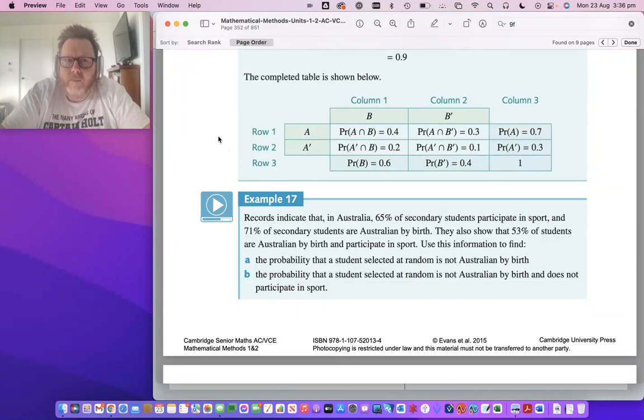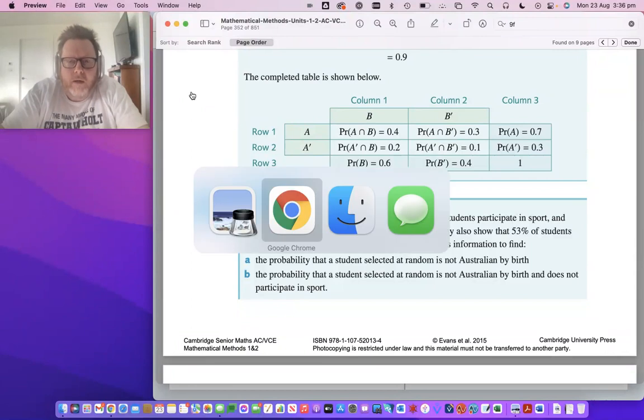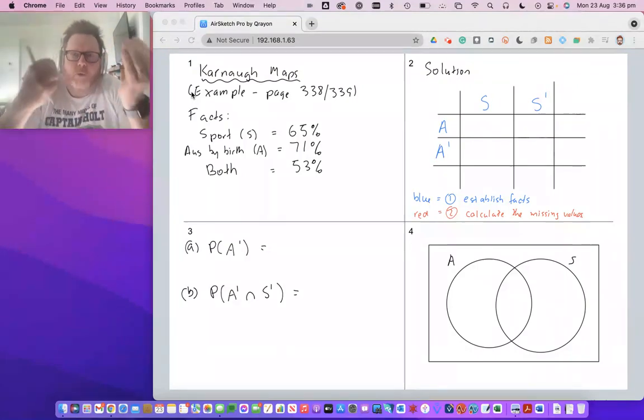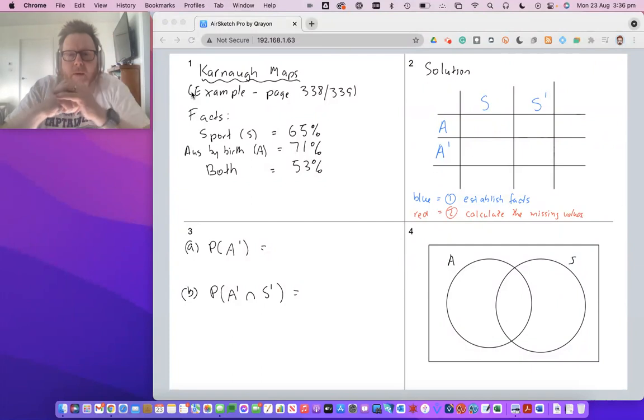So that's what we're aiming for. And a Karnaugh map, it really is just a reimagining of a Venn diagram. The reason why we might do it is because it pulls out specific information. It's looking at the either or, either they do or they don't, for two sets of information.